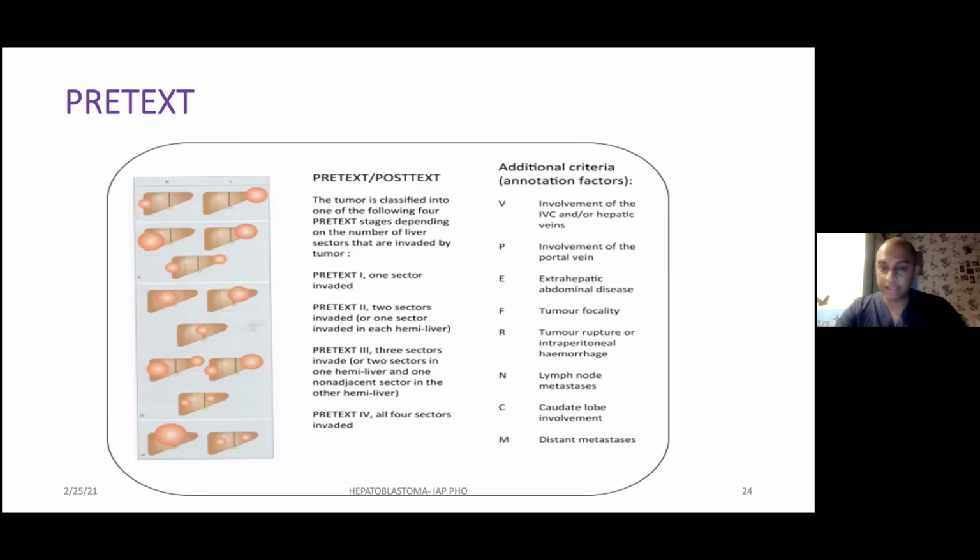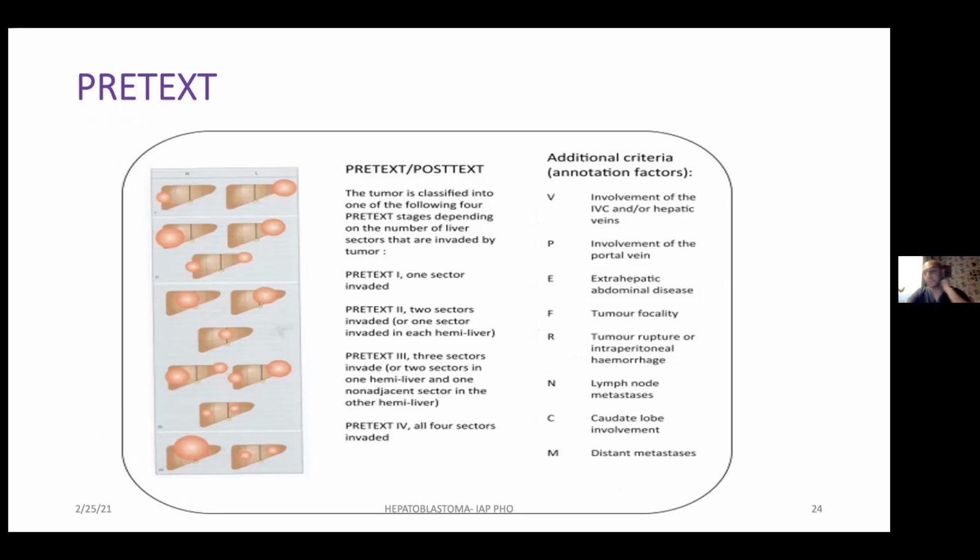So to recap, pretext is the grouping and also annotation factors. Pretext grouping is 1, 2, 3, 4, depending on the contiguous tumor-free sections. I think these are the keywords: contiguous tumor-free sections. The next thing is the annotation factors, wherein you see whether the following 8 criteria are fulfilled or not. Next.